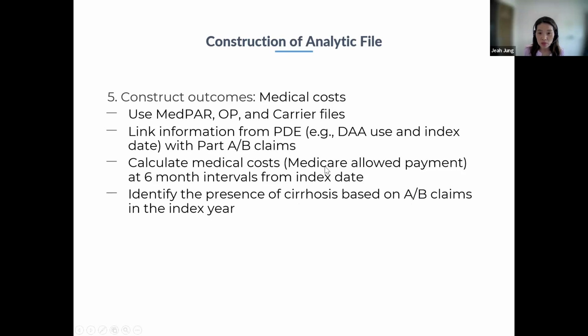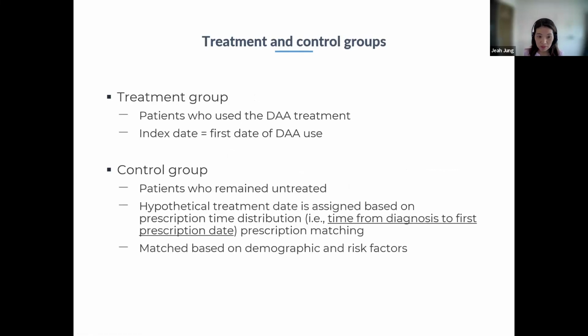Okay, so so far we've been focusing on only treatment, right? So I wanted to have a control group as well. The treatment group is our study sample, right? And we are looking at follow-up cost after the DAA use. So our treatment group is patients who used the DAA treatment, and the index date is the first date of DAA use. But I want you to have a control group.